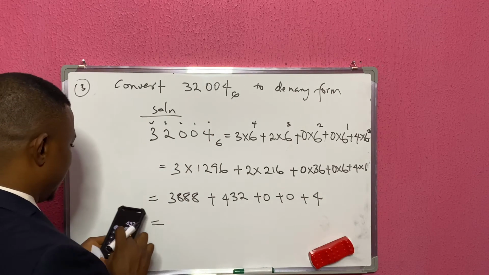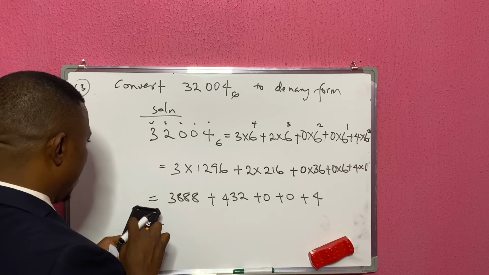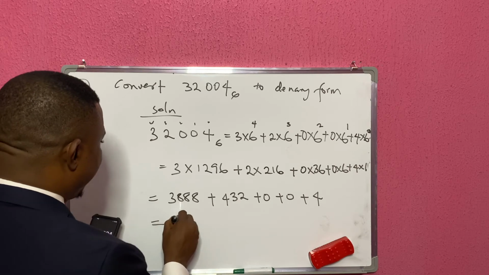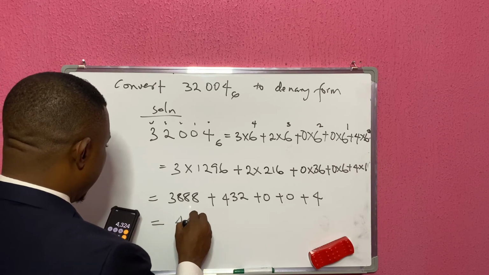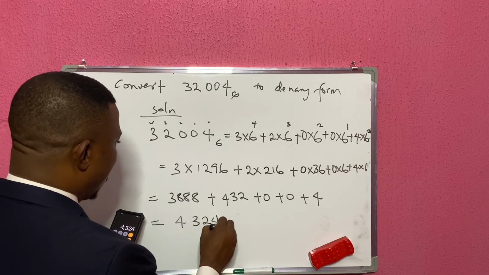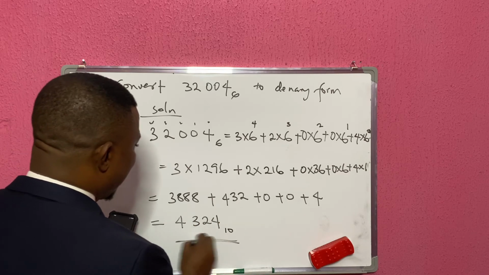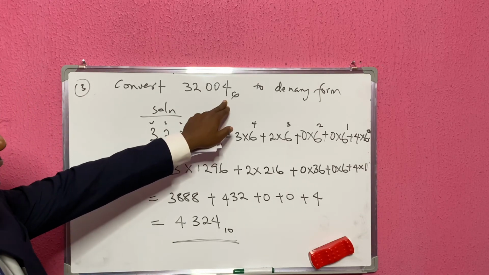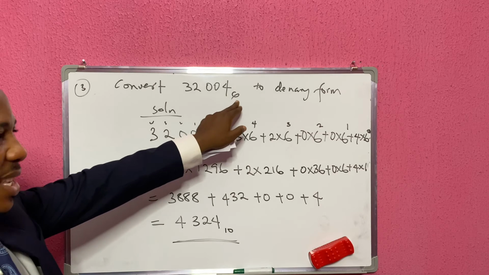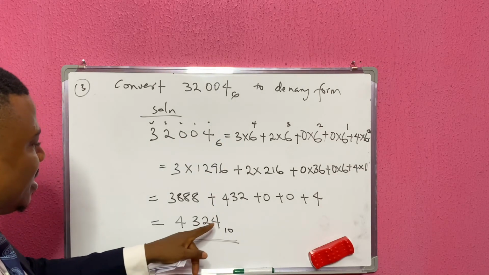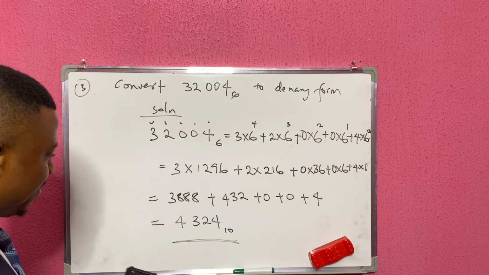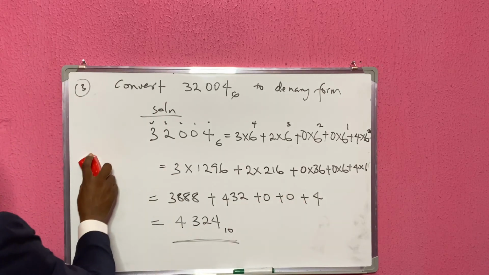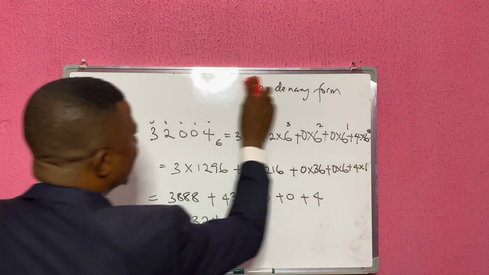Then you add up. Add everything up. You have 4,324 in base 10. This is your answer. You have been able to convert this number in base 6 to the one in base 10, denary form. Good. Let's go.